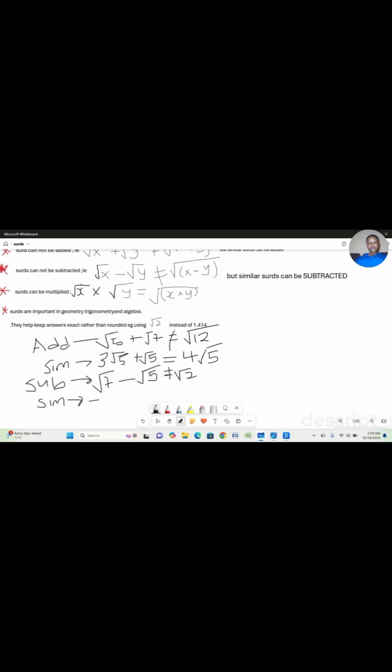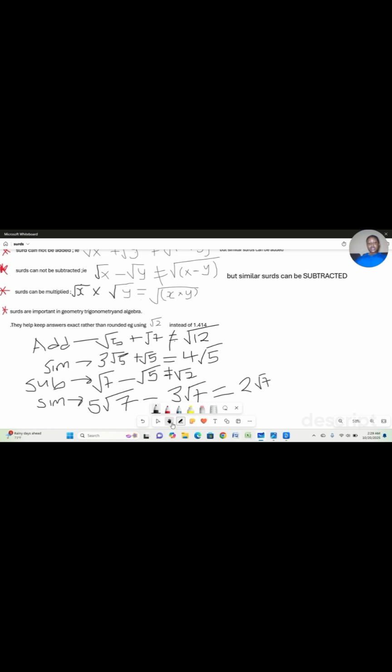That is 5 root 7 minus 3 root 7. They are both root 7, so it can be subtracted because they are similar. It is equal to 2 root 7. Be very careful while solving surds. A little mistake causes failure.